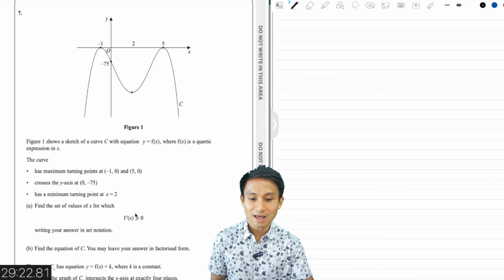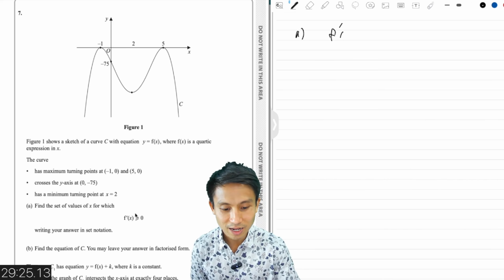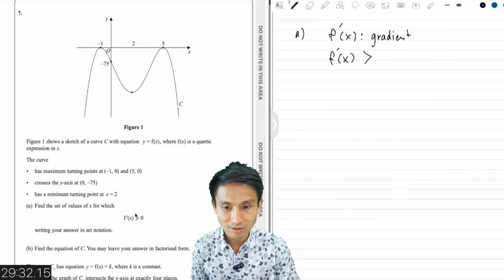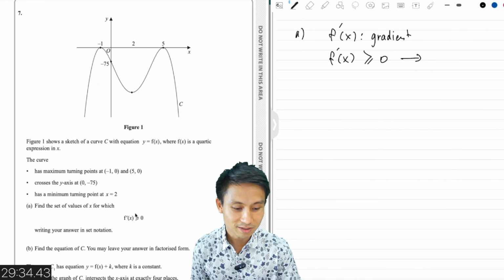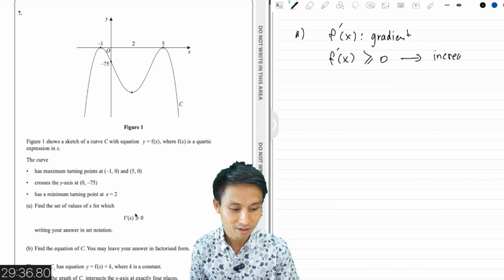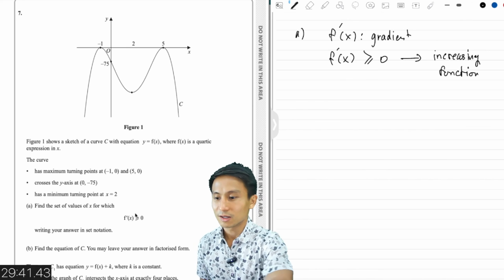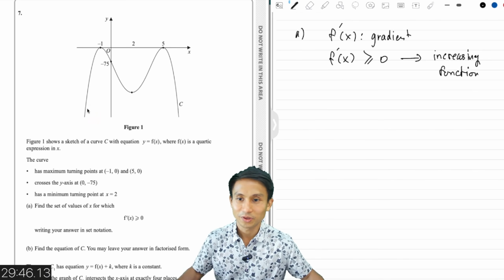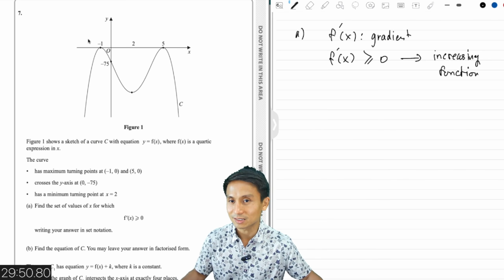You got to understand that f'(x) is a gradient function. So to have f'(x) greater than or equal to 0, this means increasing function, right? It's an increasing part of the function here. Not all of the line is increasing. So if you look at the left part here, when x is less than -1, this is increasing because when you go to the right, the line is increasing.